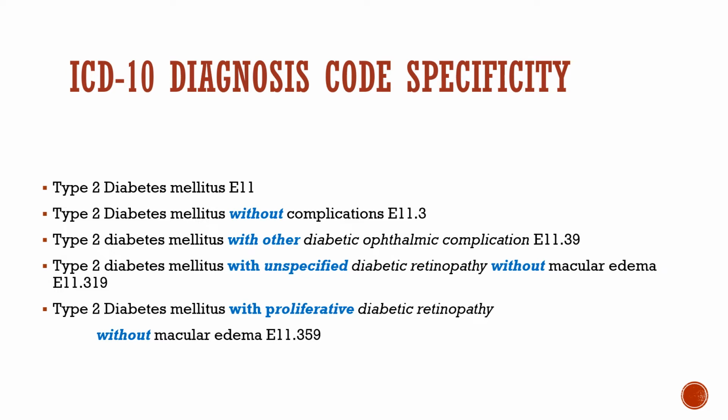Type 2 diabetes mellitus, the first three characters are E11. When greater specificity is learned through your evaluation of the patient, you can add on modifier codes or additional strings of characters to allow for higher level of specificity to be known. So in the case of type 2 diabetes mellitus with proliferative diabetic retinopathy without macular edema, you would code it as E11.359.